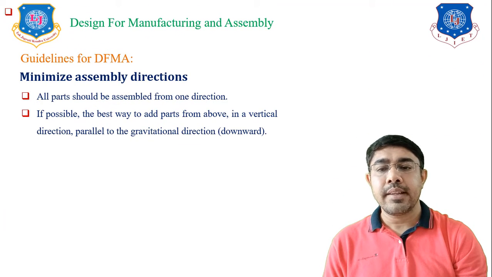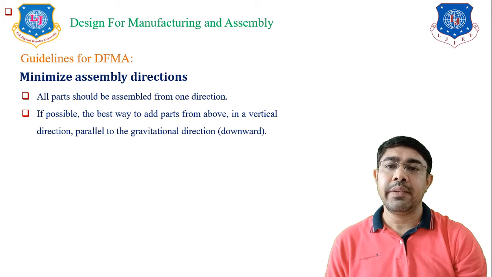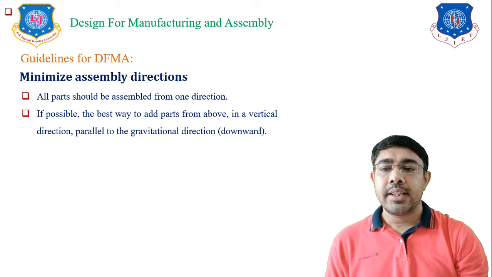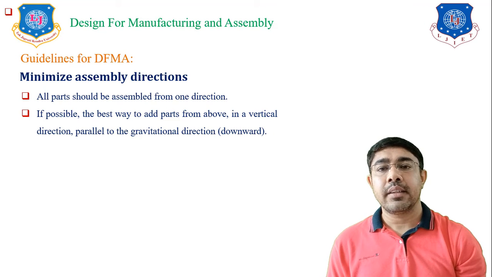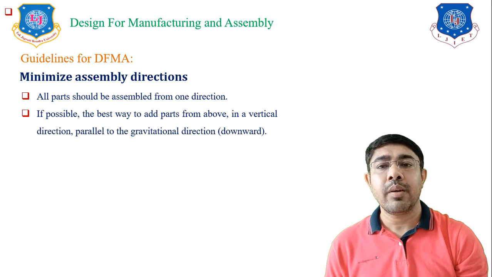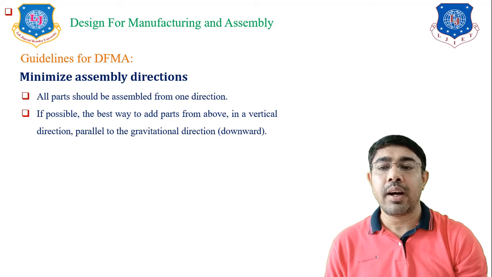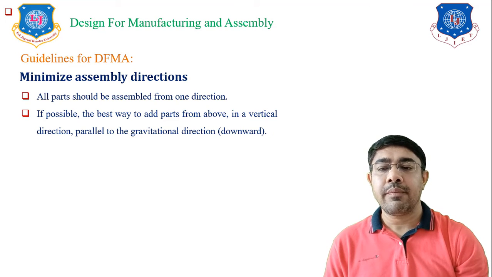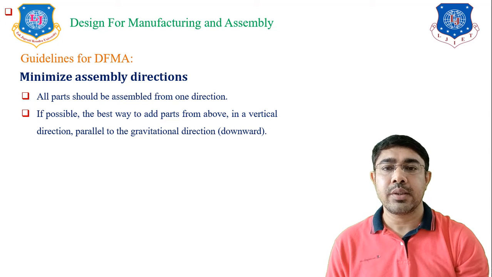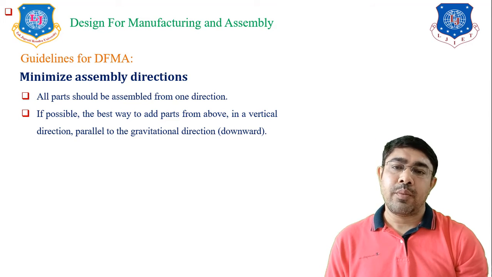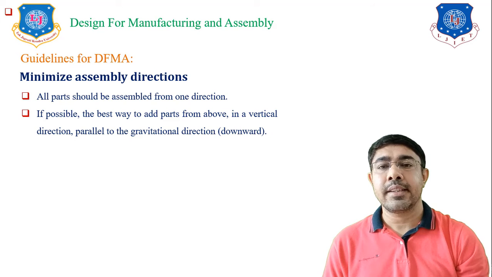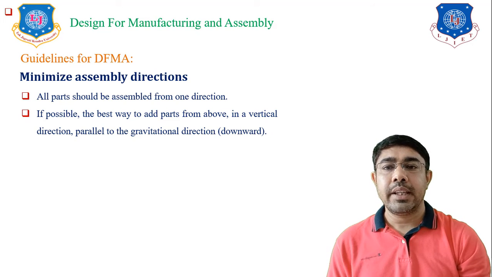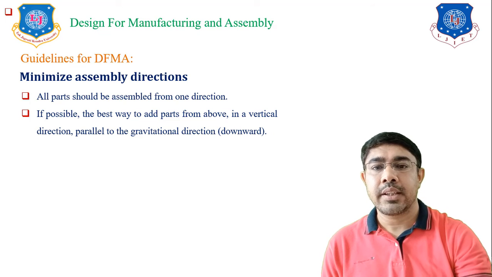Next is to minimize the assembly direction. When we assemble components, we have to consider that all parts are assembled with the minimum assembly directions. All parts should be assembled from one direction, and if possible the best way is to add the parts from above, in the vertical direction parallel to the gravitational direction, so the assembly can be easily manufactured.